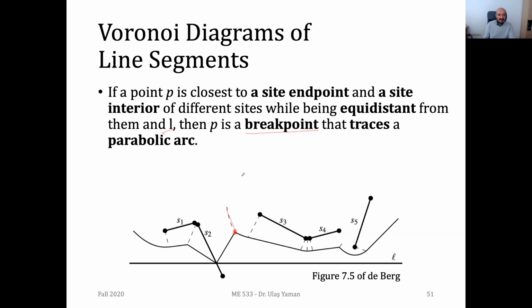So now it says that this is closest to one of the endpoints, and this distance is equal to the distance of this point to the sweeping line, and its distance to the interior of a neighboring, let's say, line segment. So these are all equal to each other. And as you see, if that's the case, then that breakpoint is simply tracing out a parabolic arc, and this parabolic arc will be a portion of the resulting Voronoi diagram.